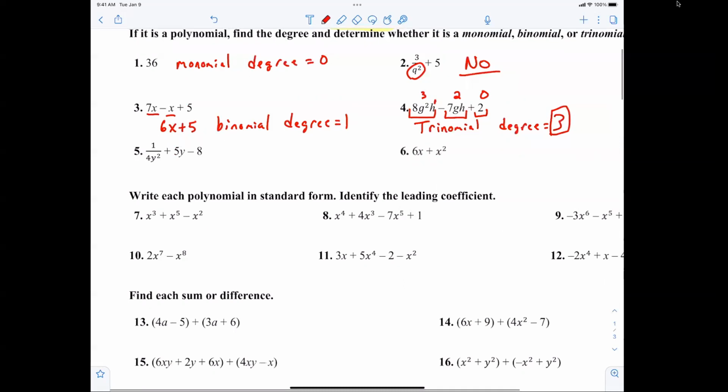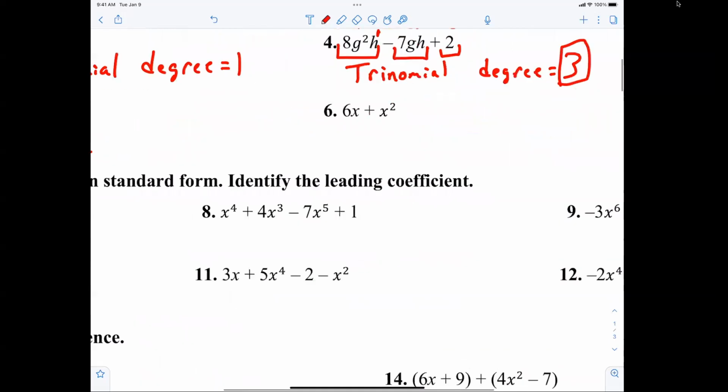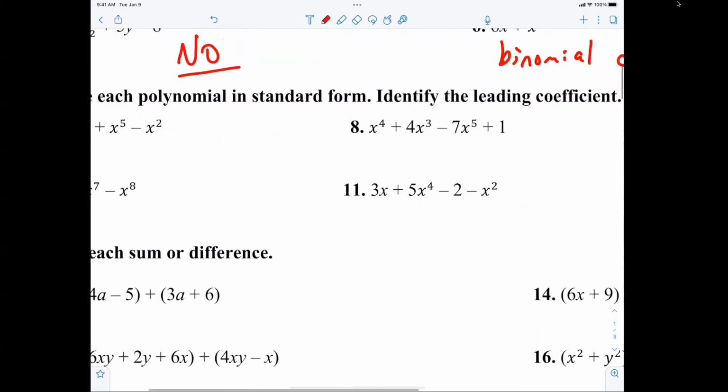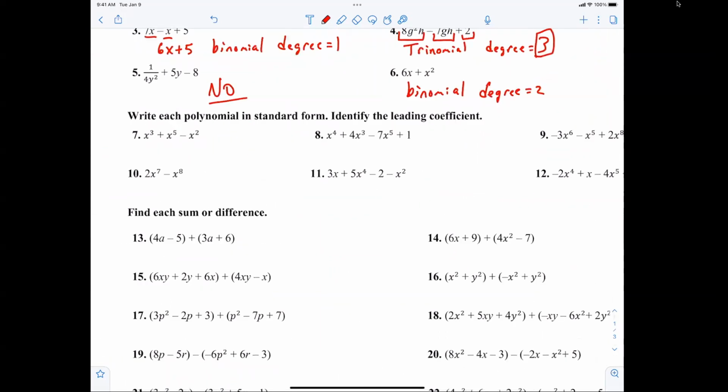So now number 5, is that a polynomial? No, it's not a polynomial. For question number 6, this is a what? Binomial, and the degree is what? That's right, degree equals 2. Now, write each polynomial in standard form. This is important. I'm never going to really ask you what the leading coefficient is, but the leading coefficient is simply the first number in front of the term with the highest exponent.